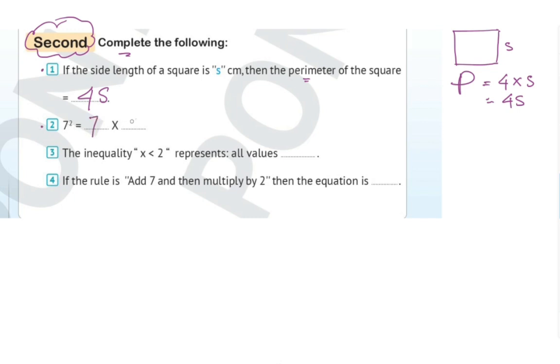Equals 7 by 7, 2 times. Point number 3. The inequality x less than 2 represents all values what?